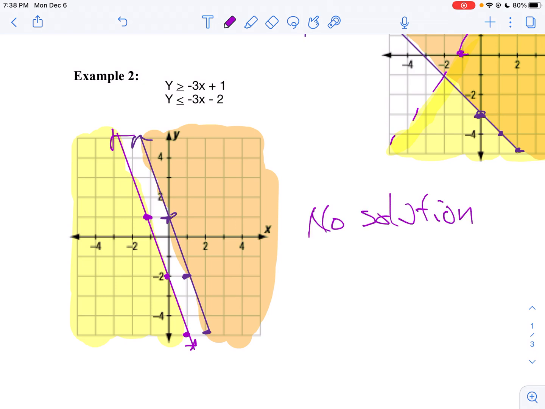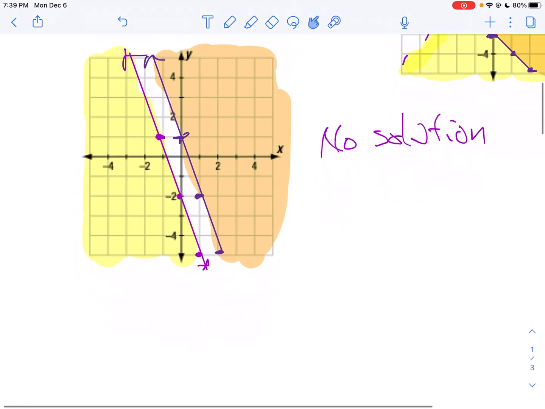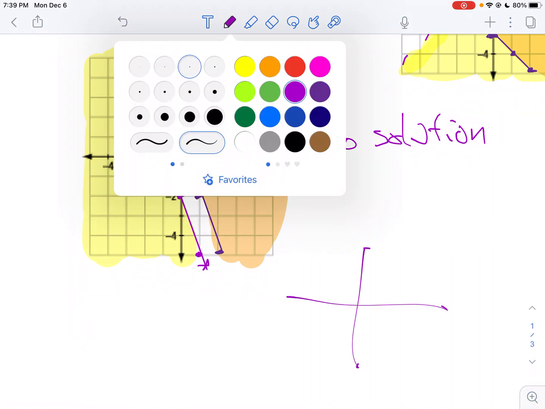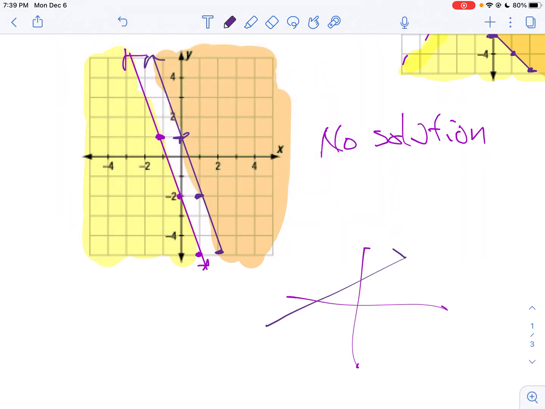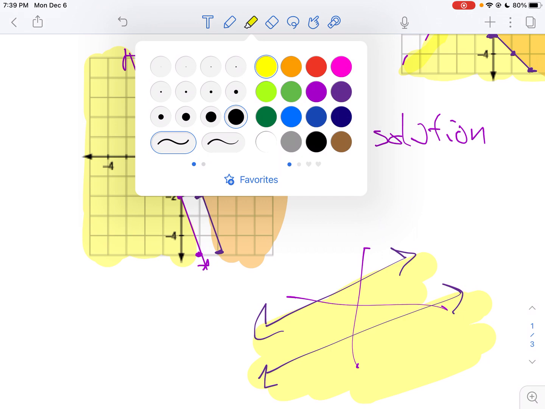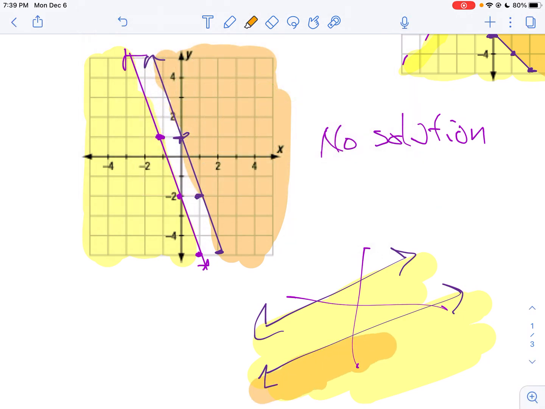If you have parallel lines, you might get no solution, or you might get something where everything's a solution to both of them. So for example, let's say I've got another set of parallel lines. I'm not going to say the equations. And let's say both of them say shade below it. So I shade below the first one, and I shade below the second one. Well, notice everything that's shaded below the second one is a solution. So in this case, everything would be a solution to that system of inequalities that we just graphed there.